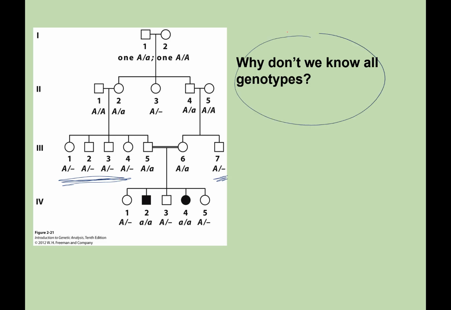So why don't we know all the genotypes? Because big A, big A and big A, little a are going to give the same unaffected phenotype.